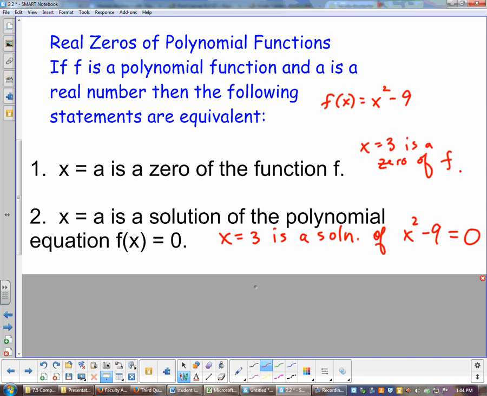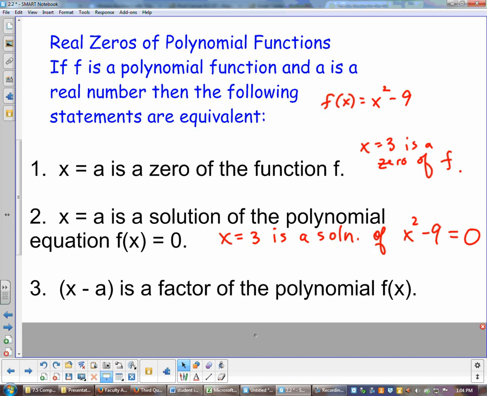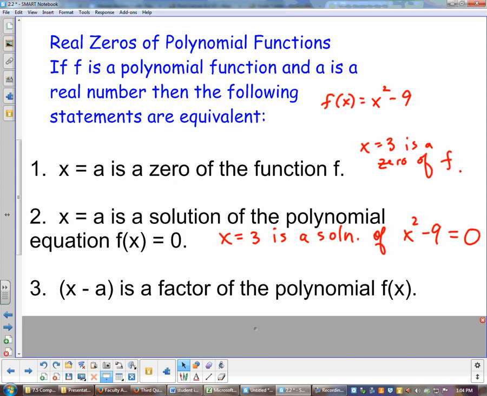All right, so we can say it's a zero of a function, we can say it's a solution of the equation, and that is equivalent to saying that x minus a, in this case x minus 3, is a factor of the polynomial function. So we can say that x minus 3 is a factor of our function f of x equaling x squared minus 9, right? x minus 3 is going to be a factor of that.